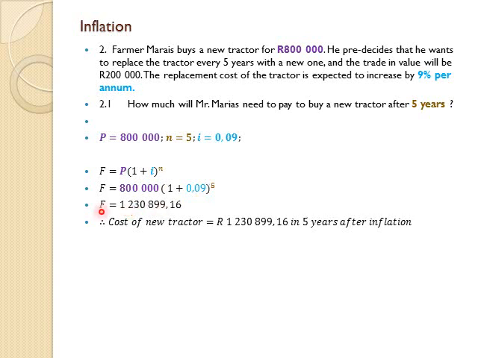So the cost of a new tractor is 1,230,899 rand 16 cents in 5 years after inflation. Remember, that's the average cost.